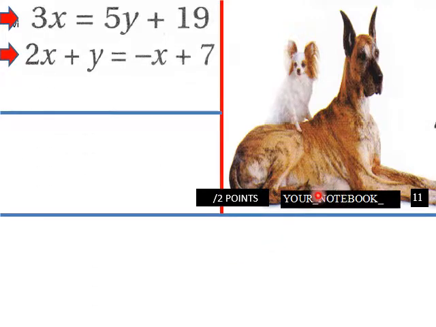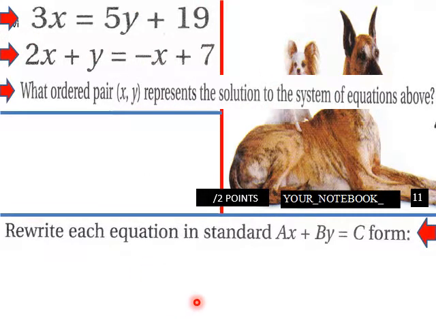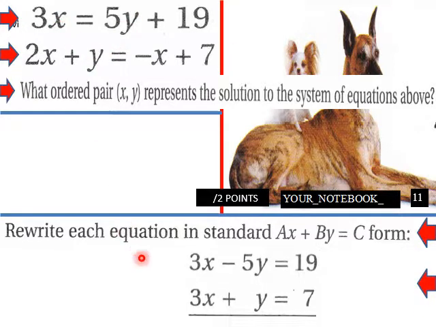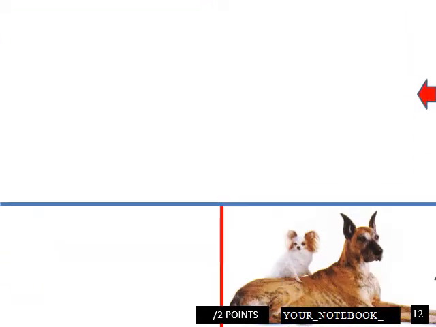This is notebook again. Here we have another system. What ordered pair represents the solution to the system of equations here? Rewrite each equation in standard form, Ax plus By equals C. We need to move that one over. 3x minus 5y equals 19, and 3x plus y equals 7. So there's our Ax plus By equals C.